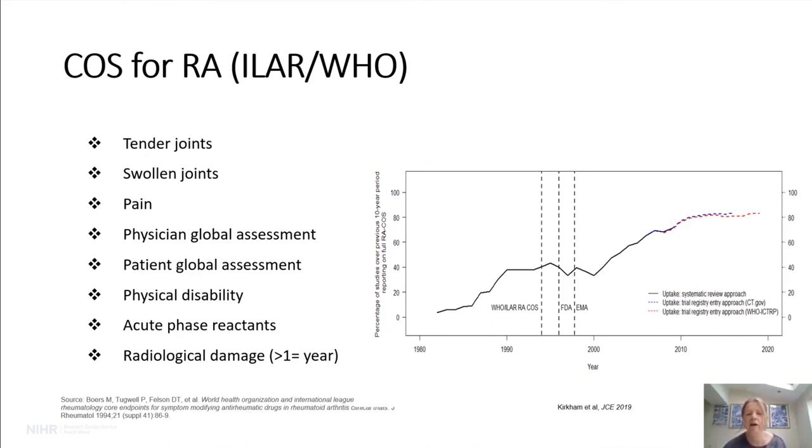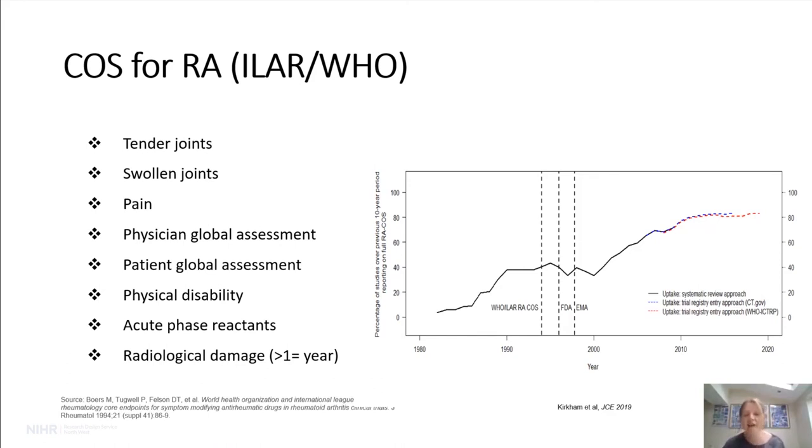This is the core outcome set for rheumatoid arthritis. The graph shows on the x-axis the year, and on the y-axis the percentage of trials in rheumatoid arthritis that did measure and report the core outcome set, which is listed on the left: 7 outcomes with an extra one if you're following up over a year. Over time, it has reached a steady state of about 80%.